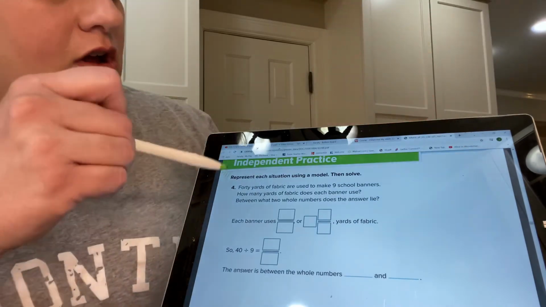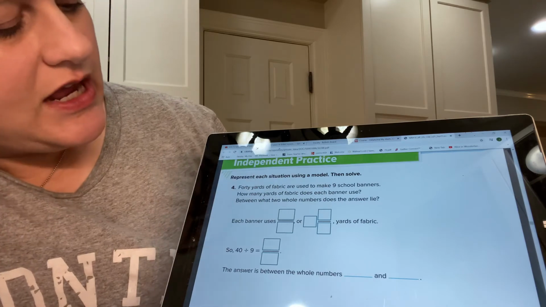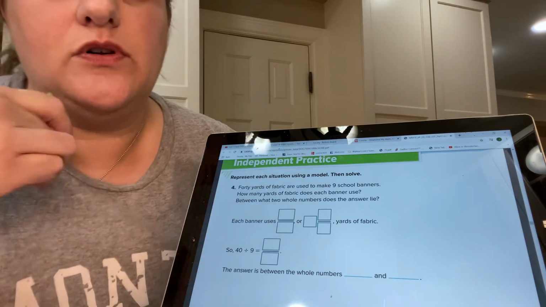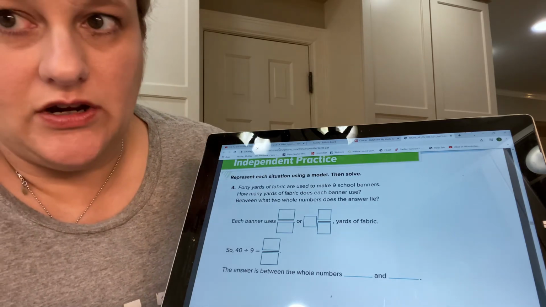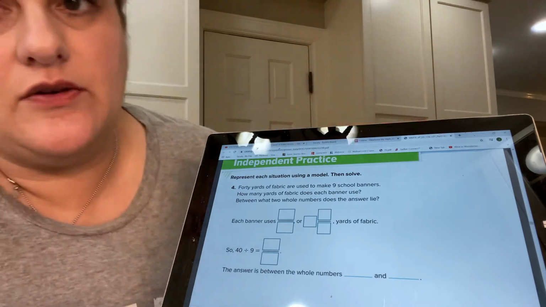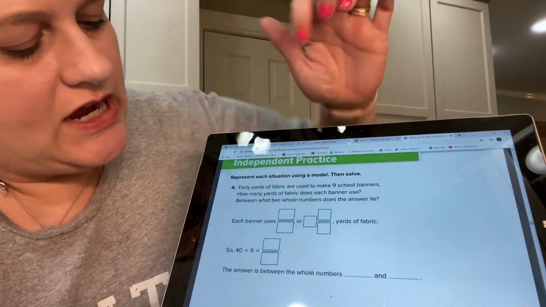Okay, number 4. 40 yards of fabric are used to make 9 school banners. How many yards of fabric does each banner use, and between what 2 whole numbers does this lie? So what are we sharing? 40 yards of fabric. And what are we sharing it with? 9 school banners. 40 over 9.